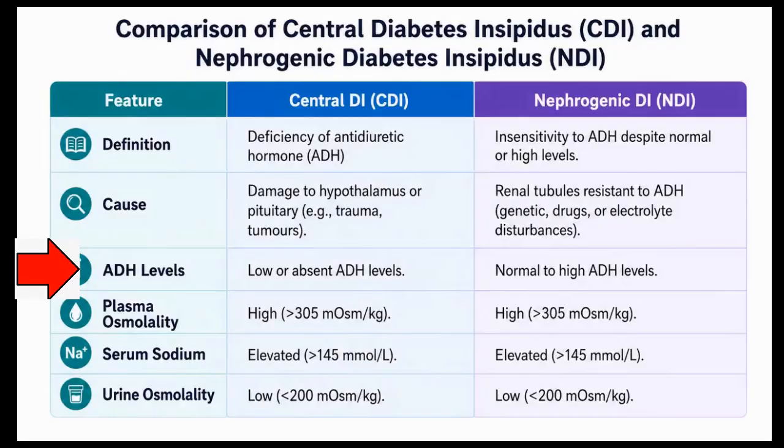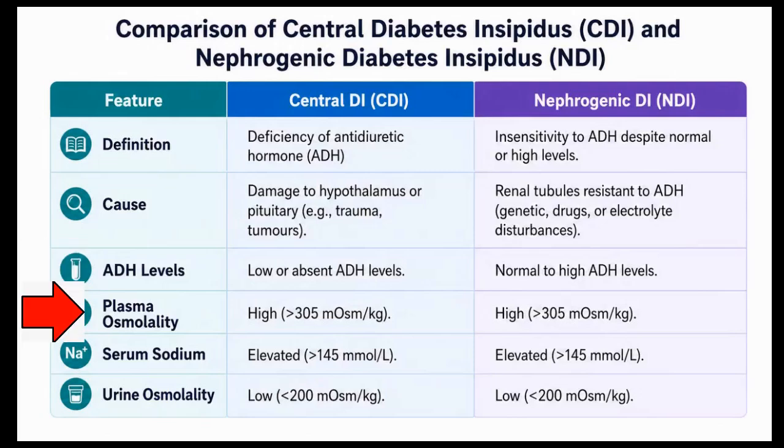3. ADH levels. Central diabetes insipidus. There is low or absent ADH. Why? Because the pituitary cannot release enough ADH. Simple. No hormone. Nephrogenic diabetes insipidus. There is normal to high ADH. Why? The hypothalamus senses dehydration. It keeps releasing ADH. But the kidneys ignore it. Therefore, ADH accumulates in the circulation.